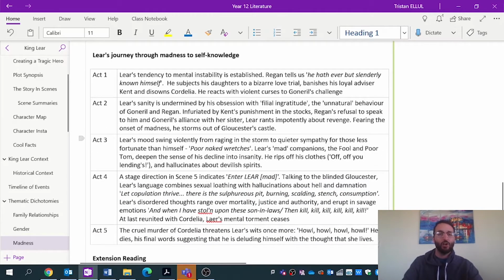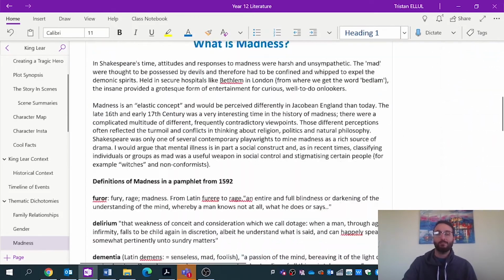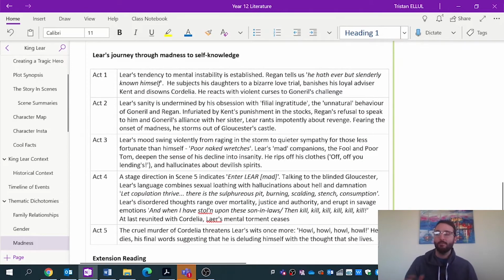So let's map Lear's journey through the madness. This is going to be really relevant for the question up here where you're mapping his madness. But we can see it through the acts. So in Act 1, Lear's tendency to mental instability is established. So Regan tells us he hath ever but slenderly known himself. So he has rarely known himself.